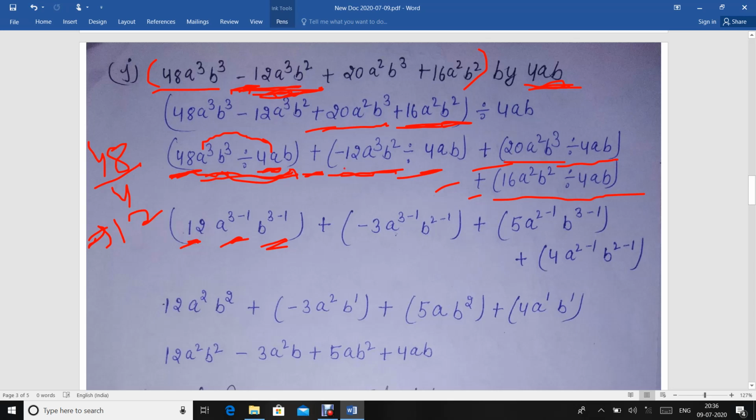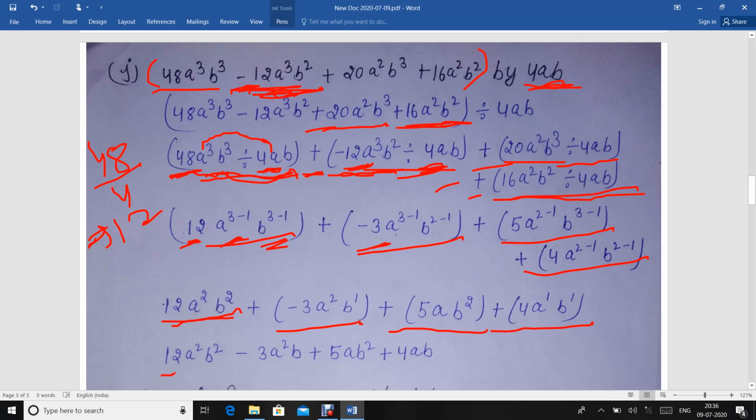The next is minus 12 divided by 4 is minus 3, and you can solve it further. After that you will get the answer, that is 12a square b square from here, minus 3a square b from here, plus 5ab square from here, plus 4ab from here, and now you can open the brackets. 12a square b square, this plus and this minus makes together minus 3a square b plus 5ab square plus 4ab. This is the answer. I hope all of you understand.